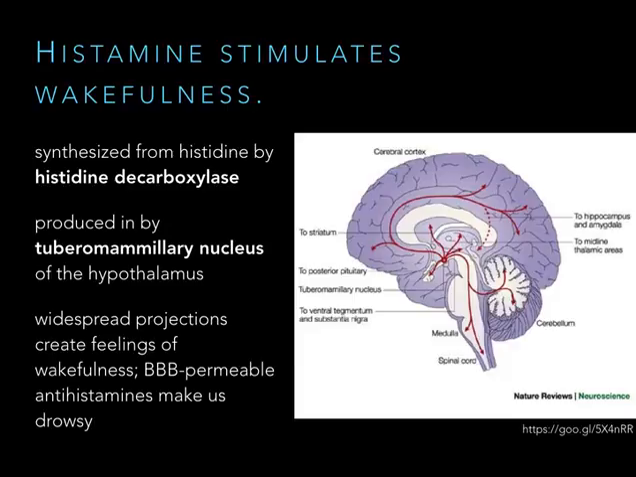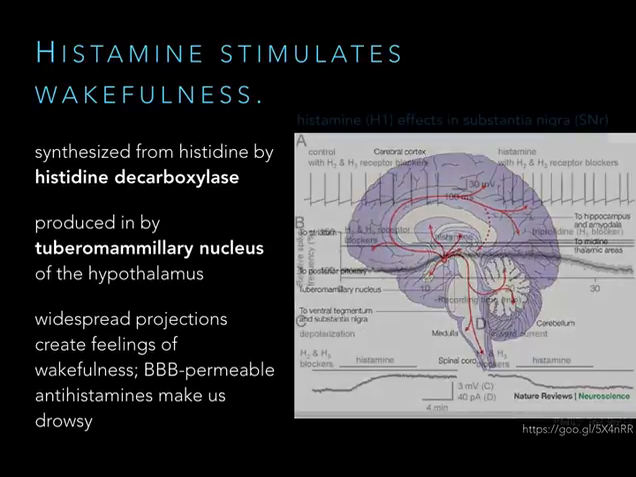Histamine is another important transmitter. This is going to be synthesized in, again, one location in the brain. This is in a slightly higher region of the brain. This is in the hypothalamus, in the tuberomammillary nucleus. Then histamine is going to be released throughout the brain. Histamine is, of course, synthesized from histidine by histidine decarboxylase, and then released widely throughout the central nervous system to create feelings of wakefulness. So depending on which receptor histamine binds to, it can also either stimulate or inhibit neuronal activity.